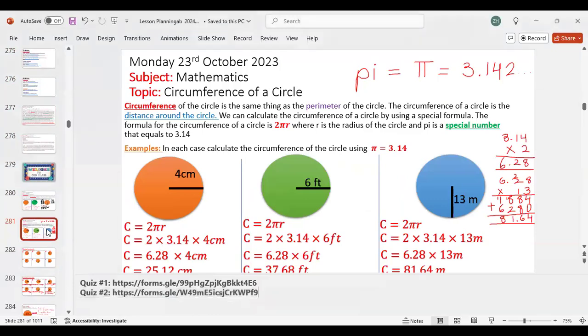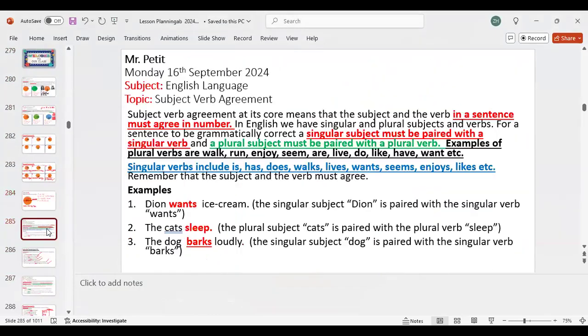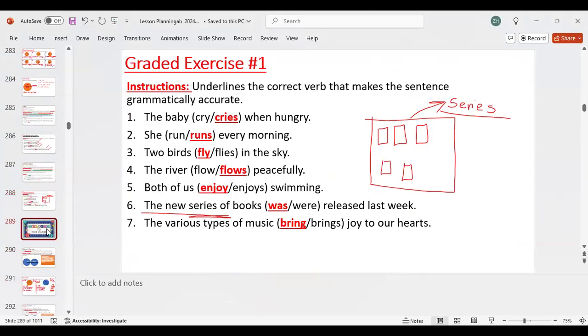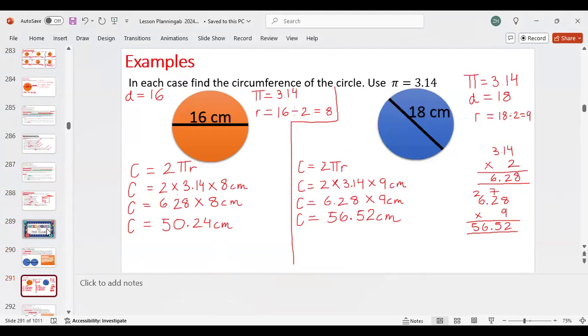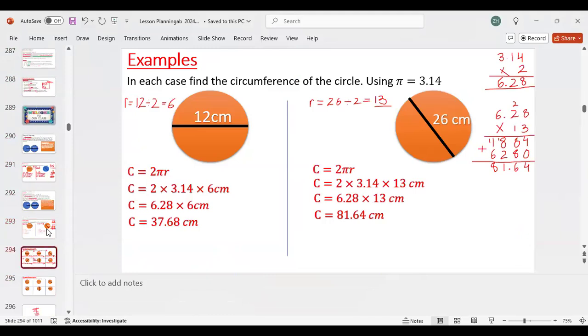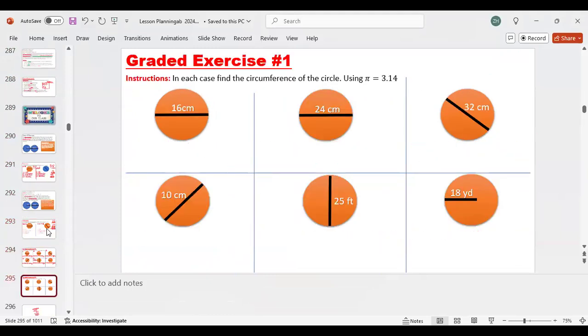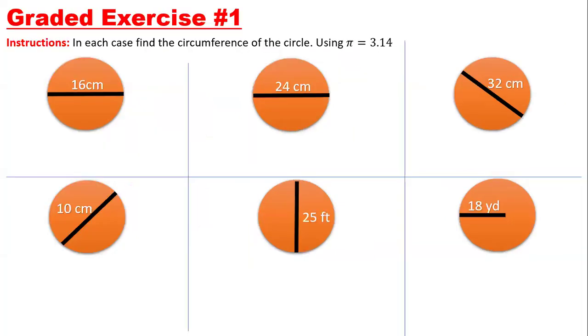Mr. Petit, I got 22 out of 24. All right, that's good. I got 20 out of 24. Mr. Petit, if you get 20 out of 24, that's good? 20 out of 24 is the lowest you could get. If you get anything lower, then you have to redo it. I got 24 out of 24. That's good.